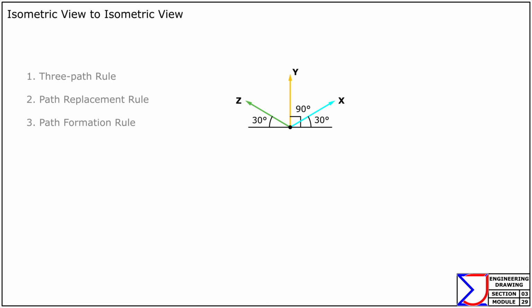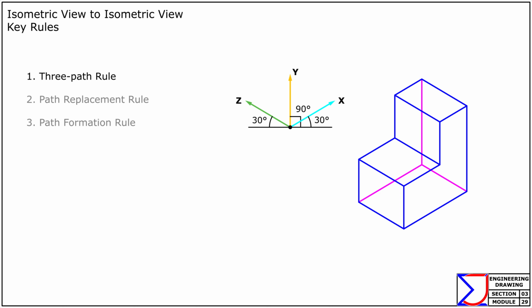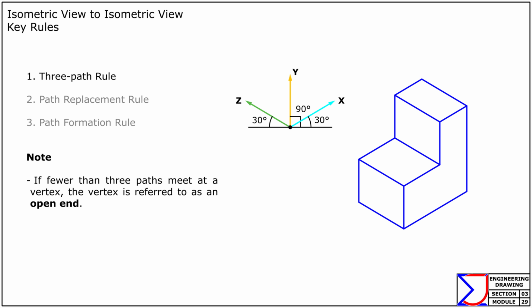In this module, this exercise introduces the process of replicating complex 3D shapes in isometric projection, building a solid foundation for more advanced tasks. With this understanding, let's move on to the key rules. 1. 3-path rule. Through each vertex, only 3 paths pass, each initially parallel to the isometric axes X, Y, and Z.